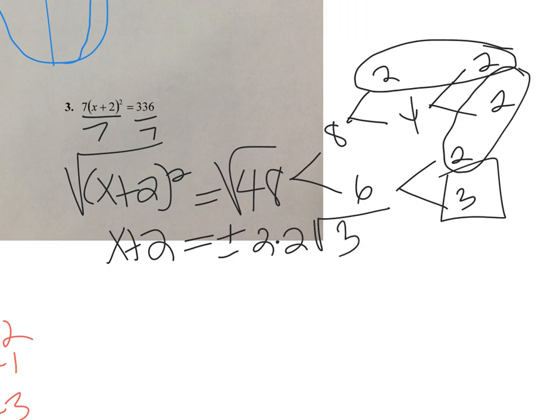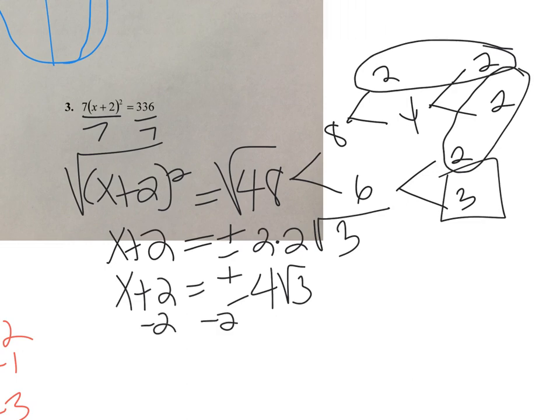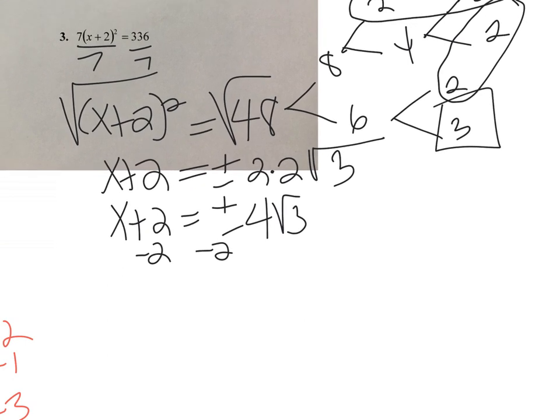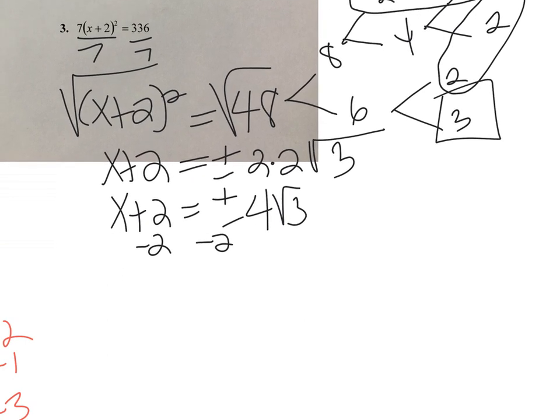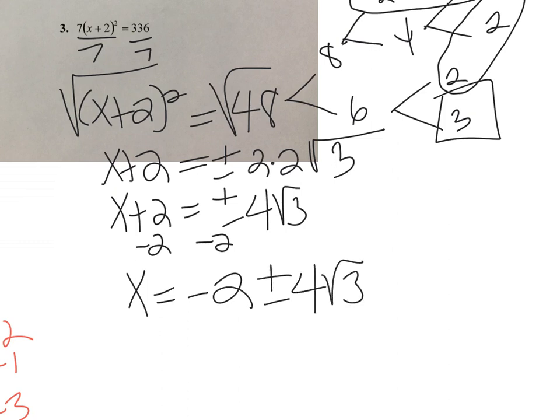Okay? So, right now I have x plus 2 is equal to plus or minus 4 square root of 3. I still haven't solved for x though, because I still have that x plus 2. So I need to subtract 2 on both sides. And so what I'll have then is x equals negative 2 plus or minus 4 square root of 3.